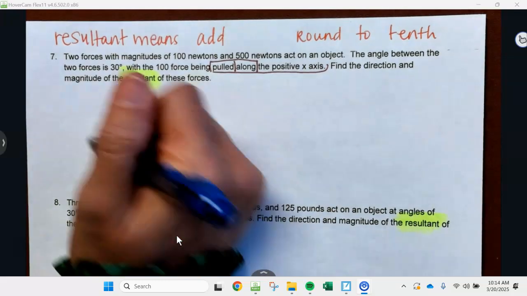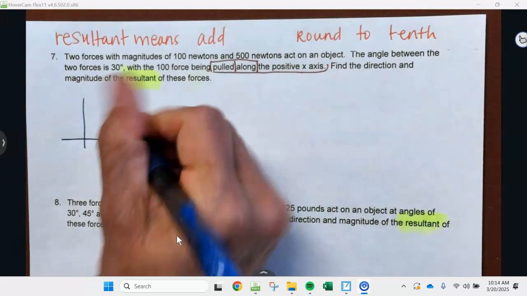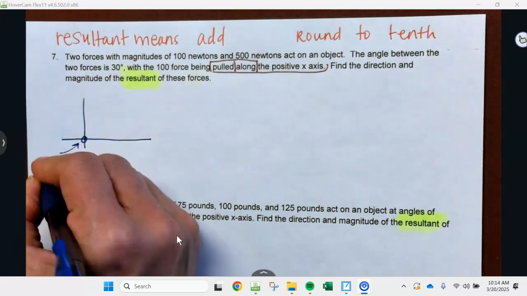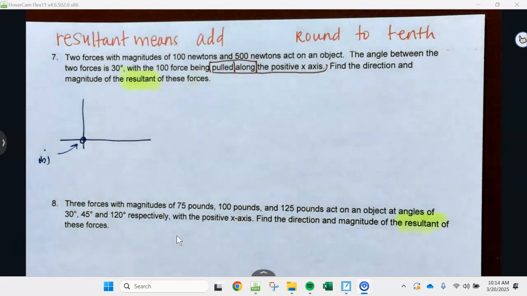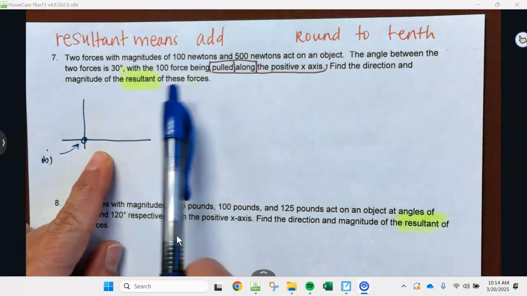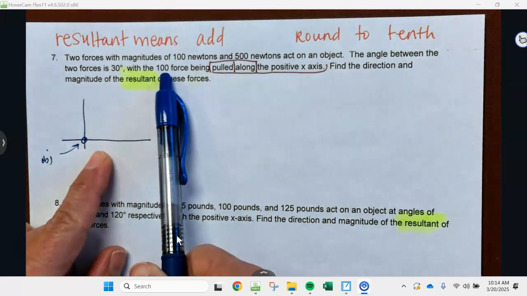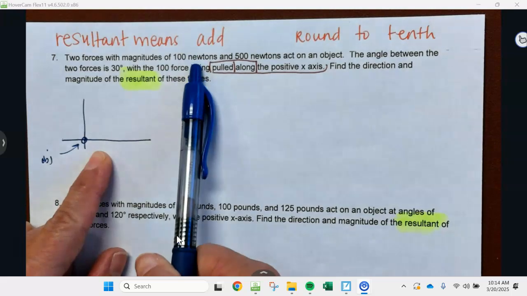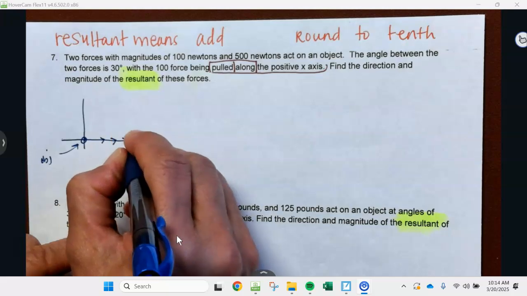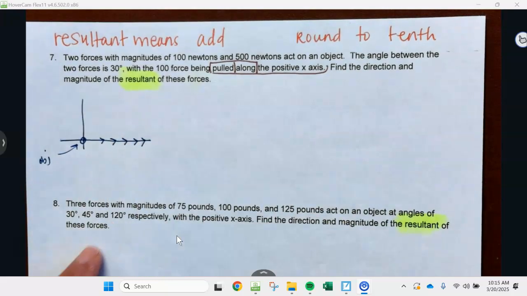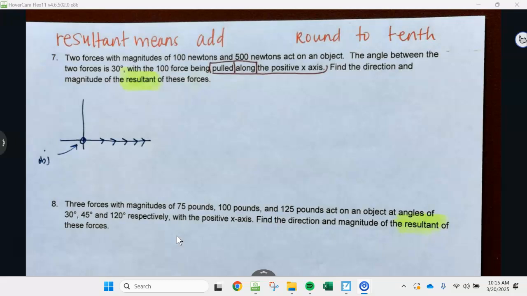All right, so I'm going to draw a diagram. We're going to say this is the object, and two forces are tugging on it or pushing on it. I don't know. But here's what I do know. The force that has 100 newtons is being pulled along the x-axis right here, which means its direction is 0 degrees. It's not going up, not going down. It's going horizontal. That's 0 degrees.